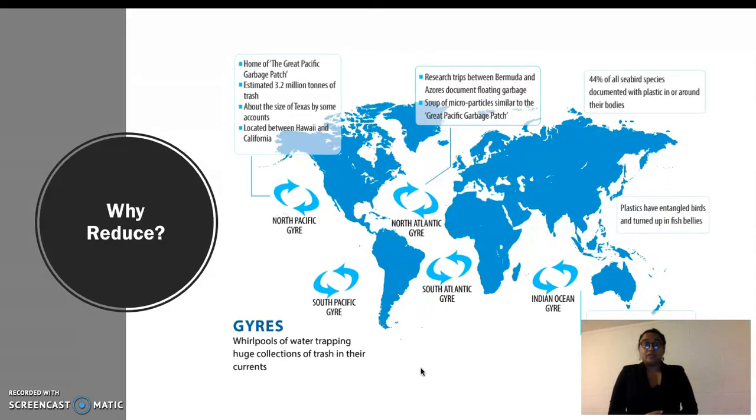Now, when you think about that, Hawaii, we are surrounded by ocean, and we heavily depend on our ocean resources, fish, seafood, everything like that. So when you think about it, with the 3.2 million tons of trash, we're probably, all of us are ingesting plastic while we eat the seafood.